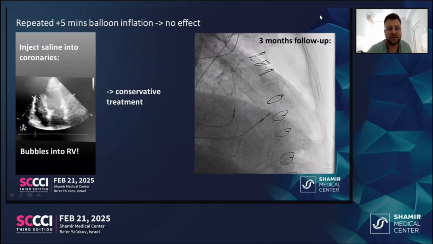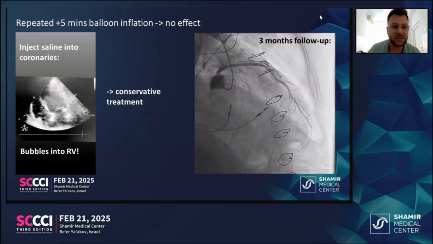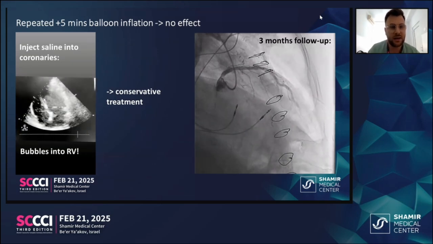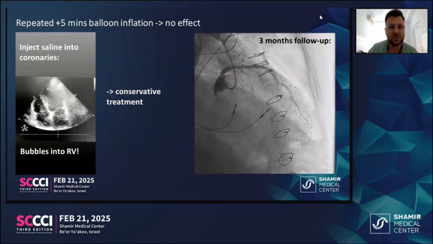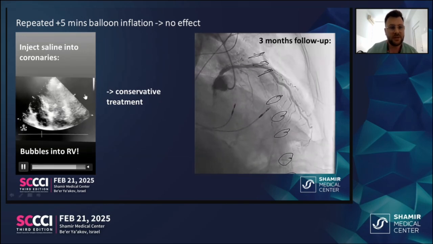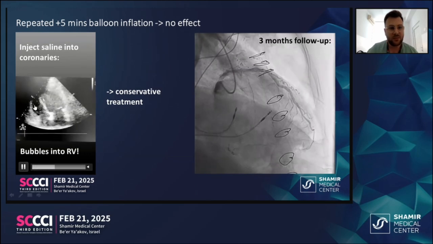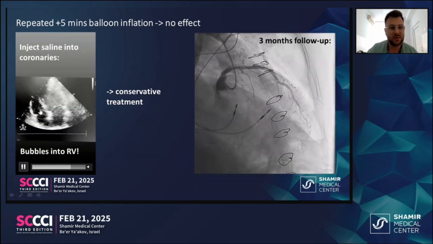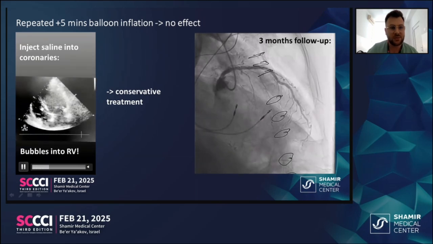So what we did, it was just an idea in the cath lab: let's not inject contrast, but a bit of saline. We take a 20 milliliter syringe with normal saline, agitate it a little bit, and inject it into the left coronary. We also did a TTE, an echo. The quality of my image is not so good because it's filmed with a smartphone, but you can actually see bubbles in the right ventricle if you watch it.